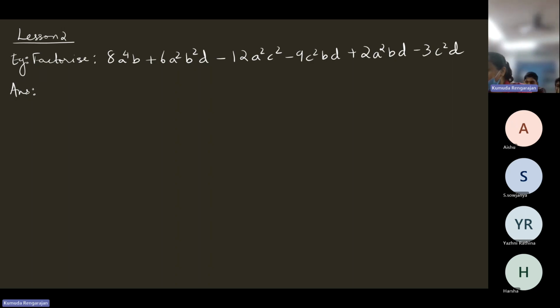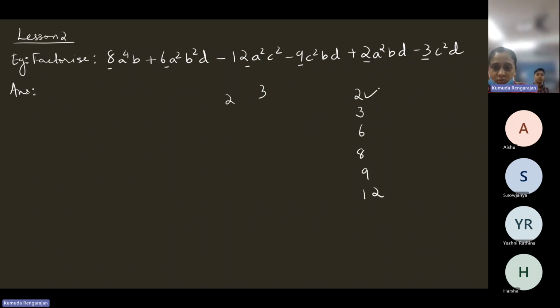Arrange them and group. Yeah, we'll do it together. All right. So here, what I can say is, look at the coefficients 8, 6, 12, 9, 2, 3. I'll just arrange the numbers in ascending order. So the coefficients are 2, 3, 6, 8, 9, and 12. Correct? Now I'll just pick the smallest two of these coefficients. So 2 and 3.